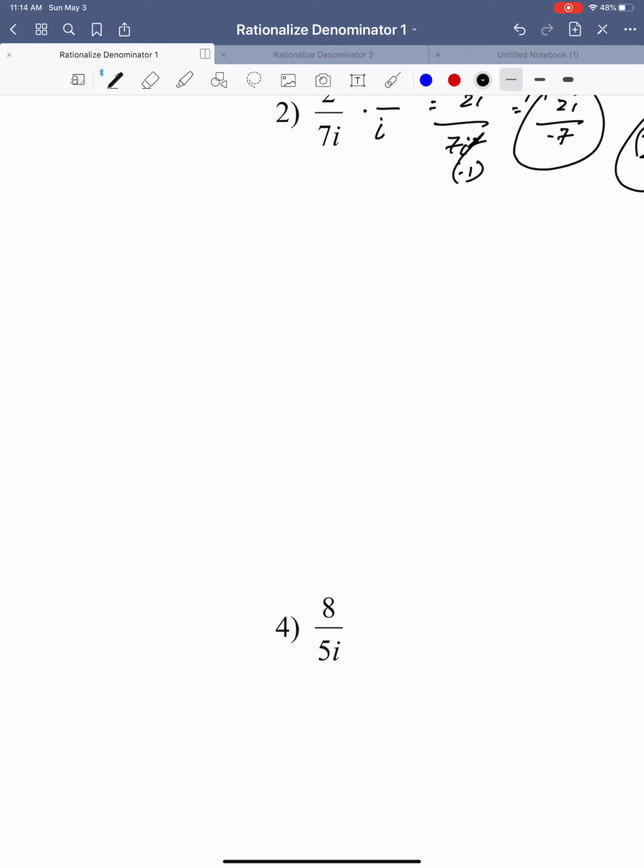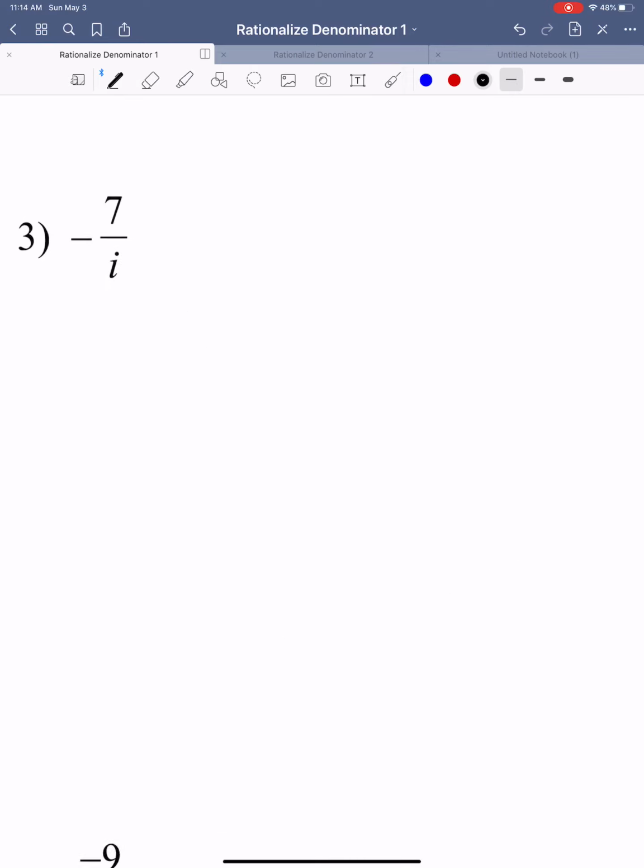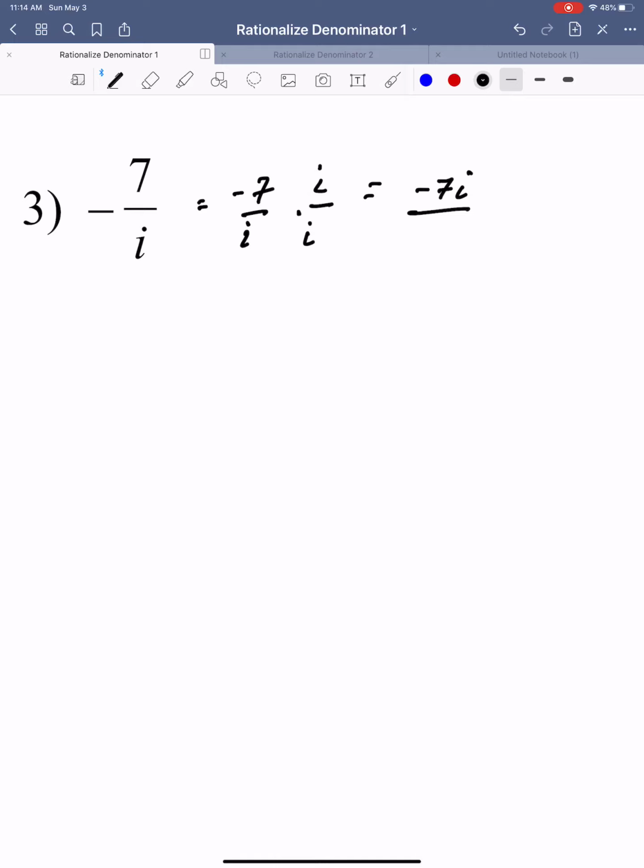Okay, one more. Okay, this is really -7 over i. So we're just going to multiply by i. And you get -7i over i squared, which is really -7i over -1. The negatives will cancel out. 7i over 1 or just 7i. Okay.